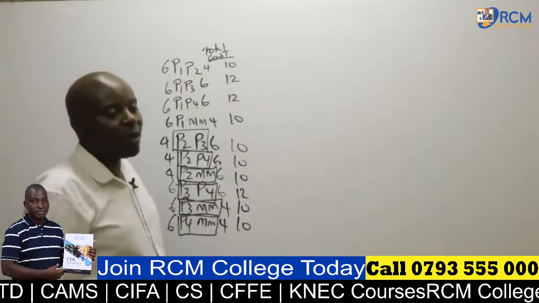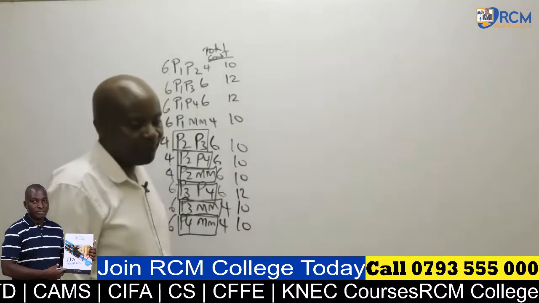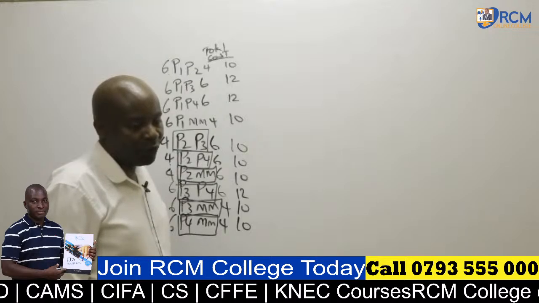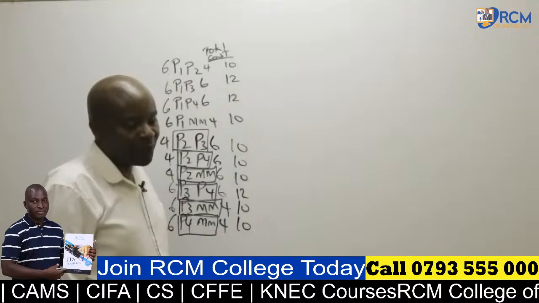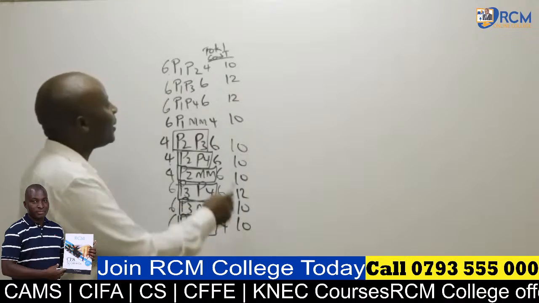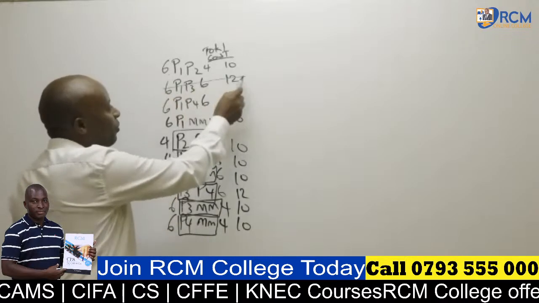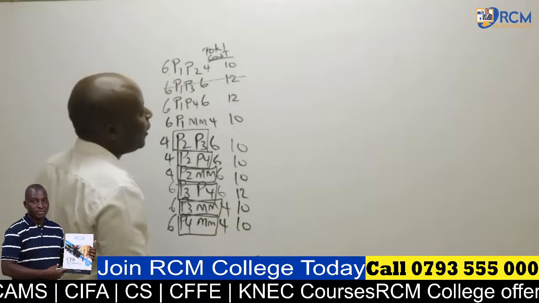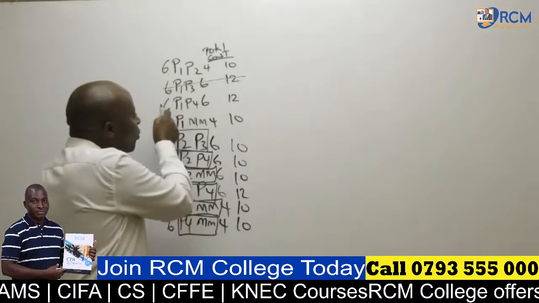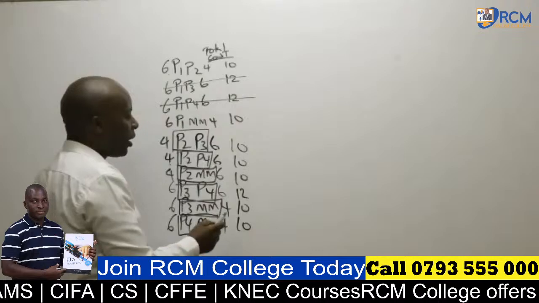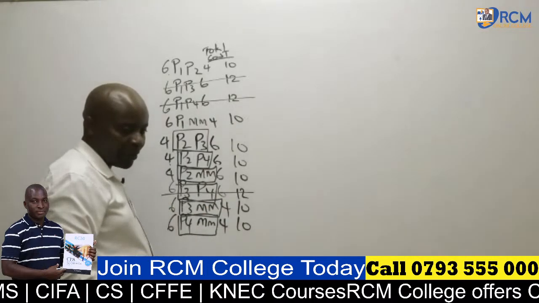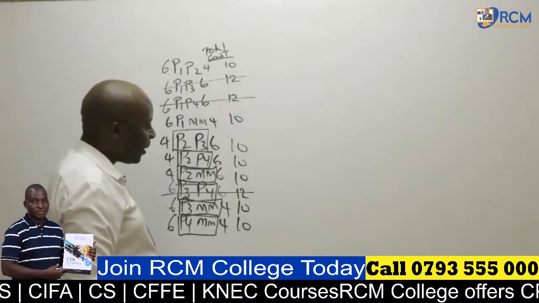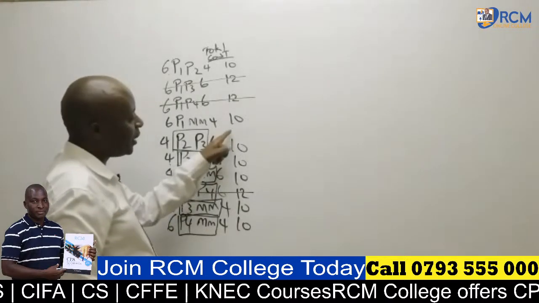Remember, how much do we have in total for investment? We only have 10 million, isn't it? So inamaanisha kwamba this pair which needs more than 10 is not feasible. This one as well is not feasible. We can't afford it. We can only afford pairs which need exactly 10.